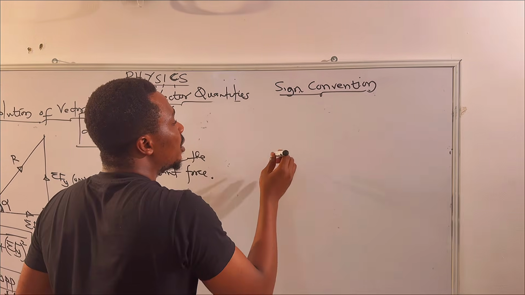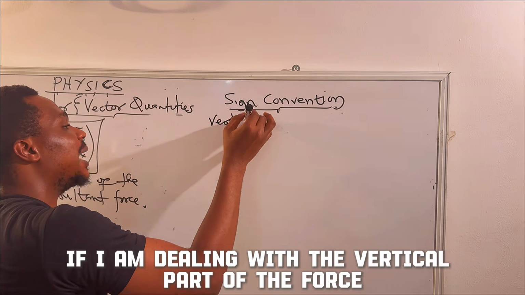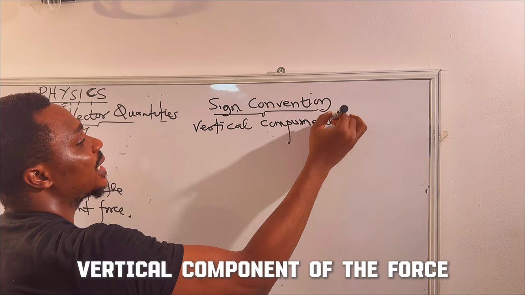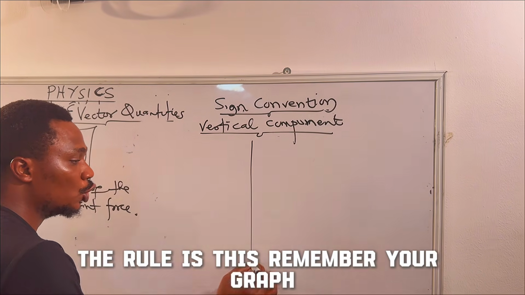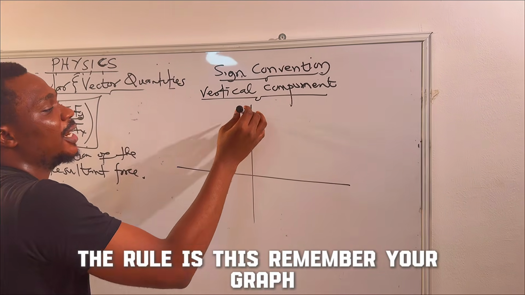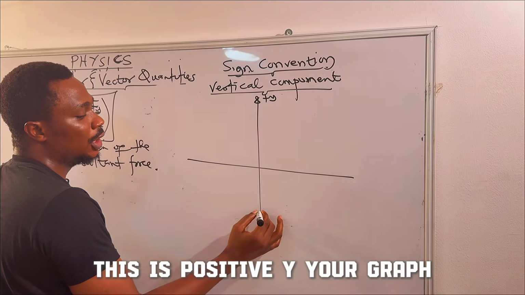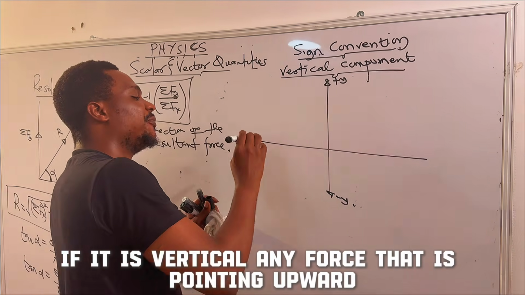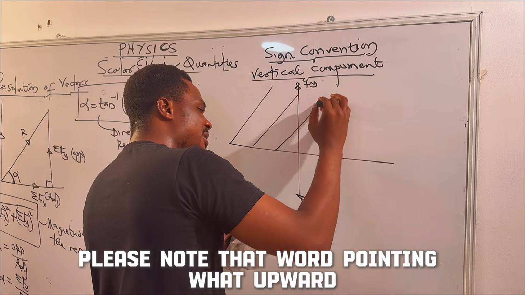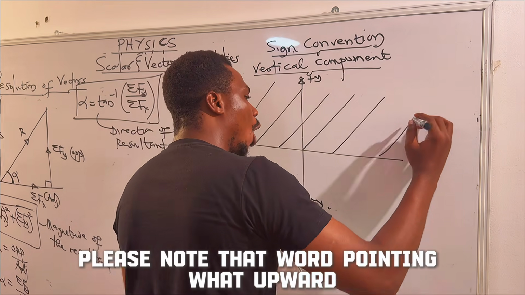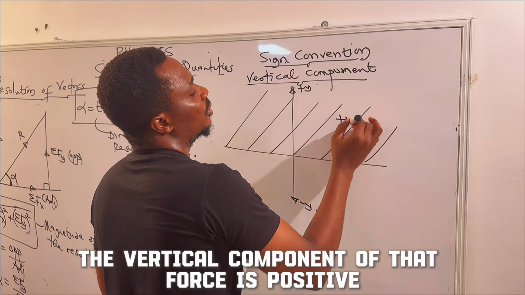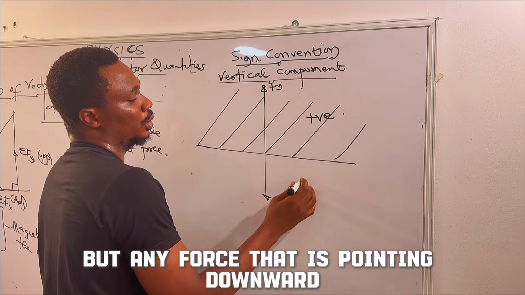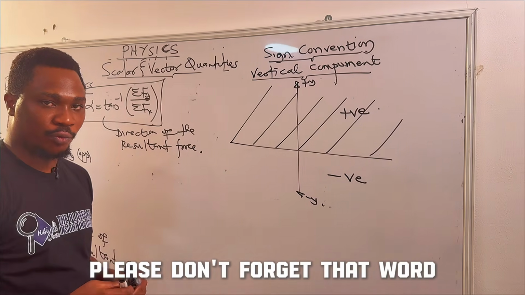If I am dealing with the vertical component of the force, the rule is this. Remember your graph, this is positive y. Your graph, this is negative y. If it is vertical, any force that is pointing upward, please note that word, pointing upward, the vertical component of that force is positive. But any force that is pointing downward is negative. Please don't forget that word.